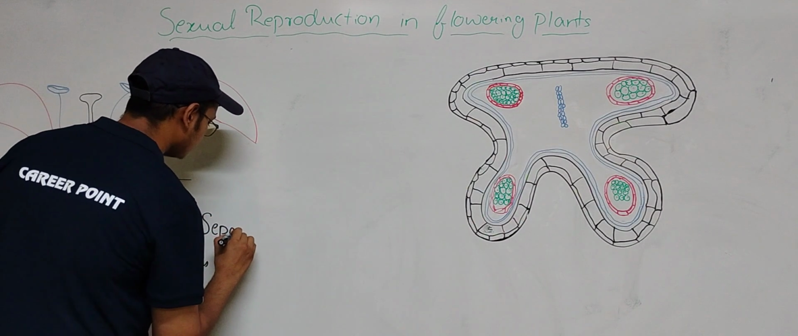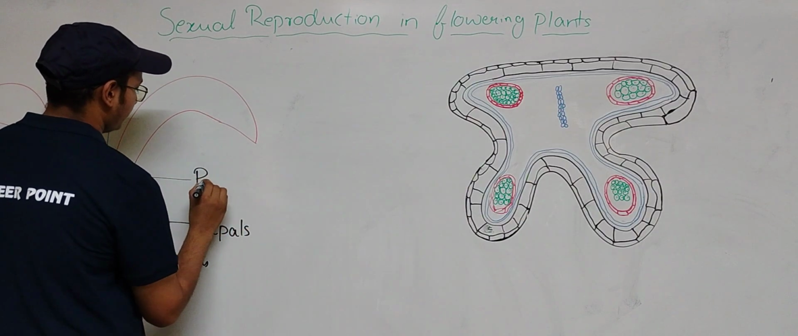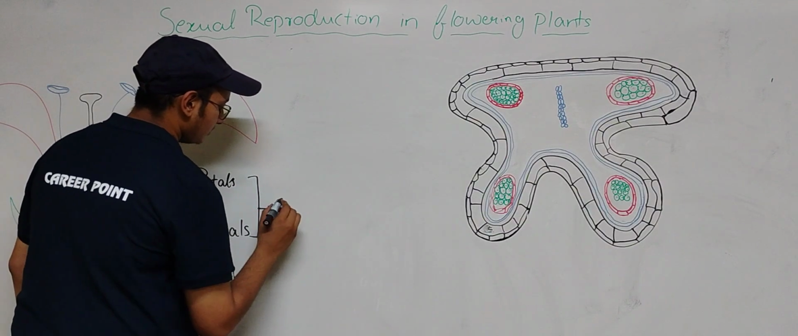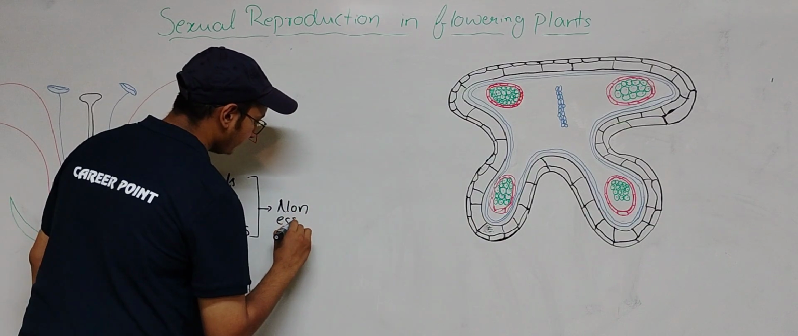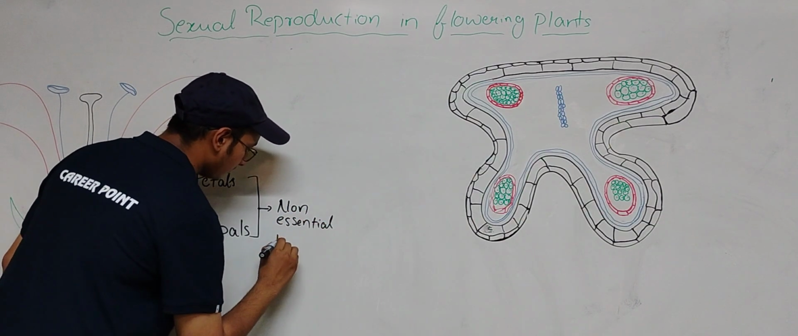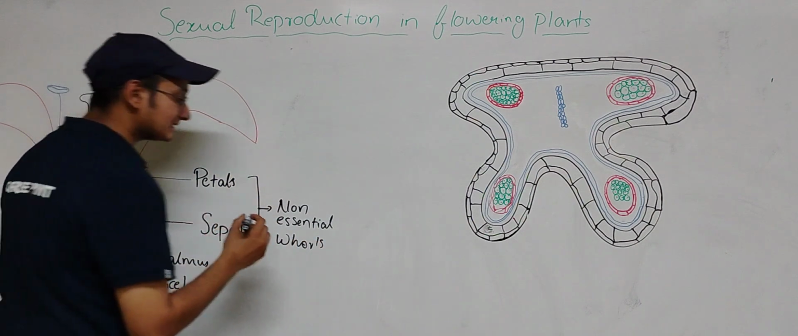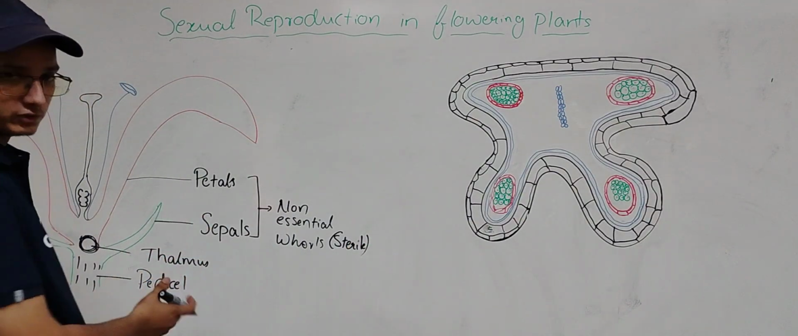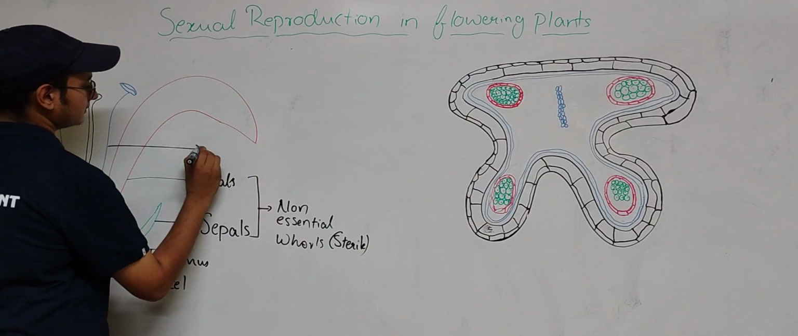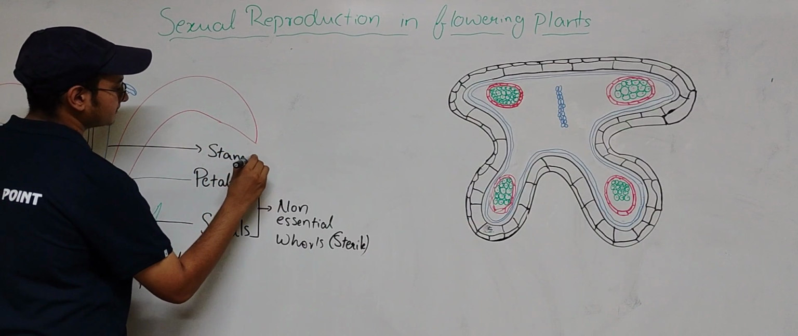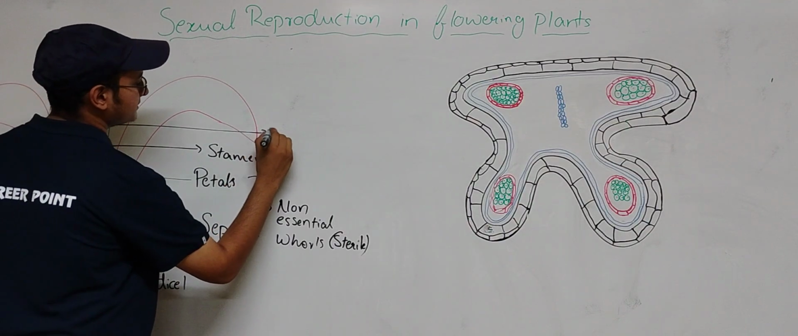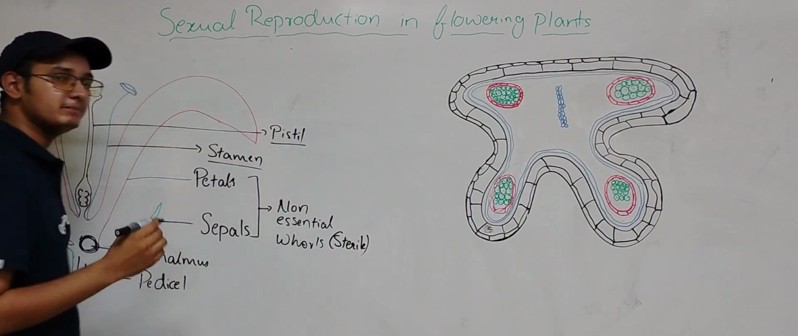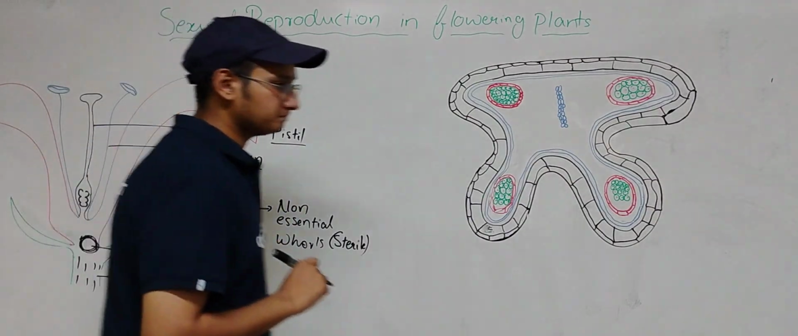These green ones are sepals. Petals. Both sepals and petals are non-essential whorls because these are sterile in nature. They do give protection, but they are not involved in reproduction. And stamen is the male reproductive part and this pistil is the female reproductive part. We'll discuss them in detail now.